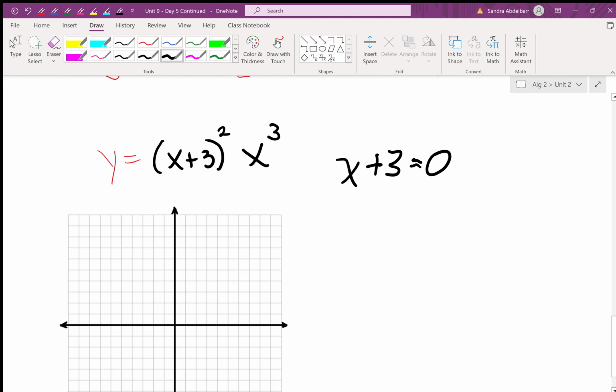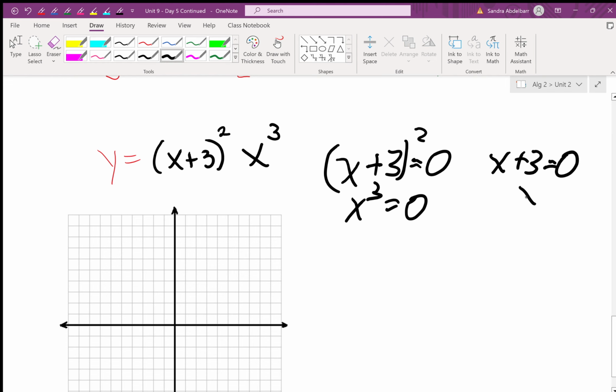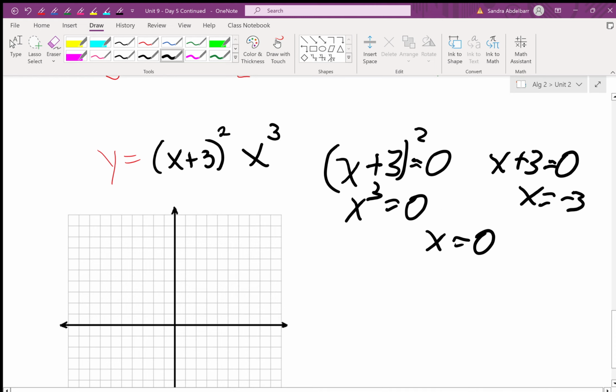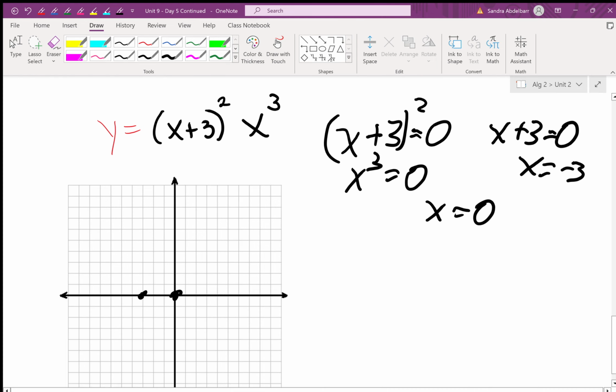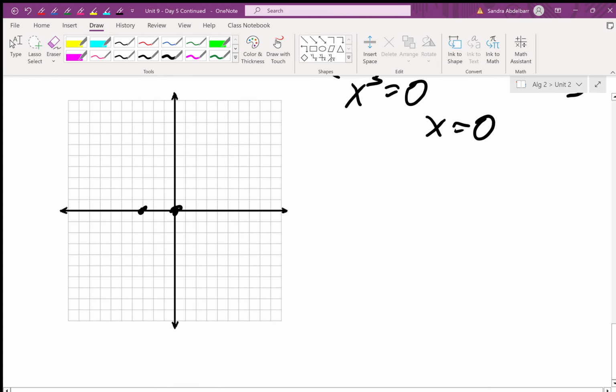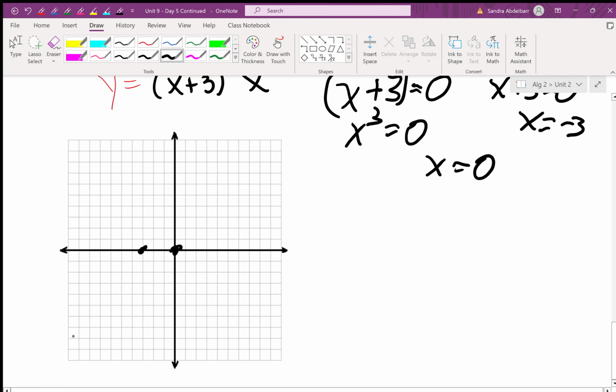Okay, we have x plus 3 equals 0, that's a 0, and we have x cubed equals 0, which is a 0. Then x plus 3 equals 0, x equals negative 3, and this one's just x equals 0. Then you go down here, you have 0, and negative 3. It's an odd one, so you go from the third quadrant, you do the whoop and then the curvy line. And that's it.